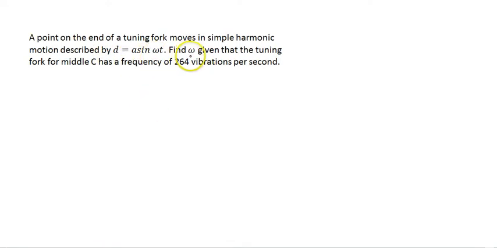Last one. A point on the end of a tuning fork moves in simple harmonic motion described by this function. Find omega. That's what that funny looking W is. Find omega given that the tuning fork for middle C has a frequency of 264 vibrations per second. Wow, that sounds complicated. But fortunately, it's not.